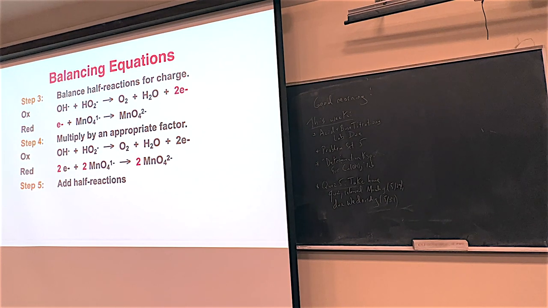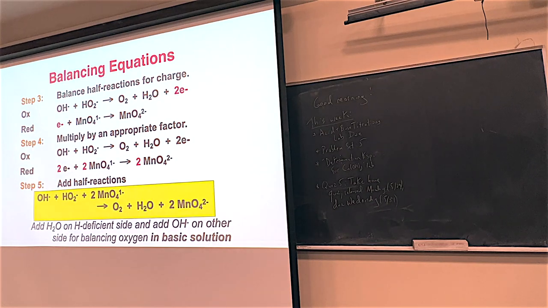Okay, so the last step then, once you've got the electrons that are equal to each other, you literally just add them together. So hydroxide plus the peroxide plus the two permanganates makes oxygen, water, and two manganates. Like we talked about on Friday, if you're feeling uncertain about it, check it out. You can look for both mass and charge being balanced in your final reaction if you've done it right.